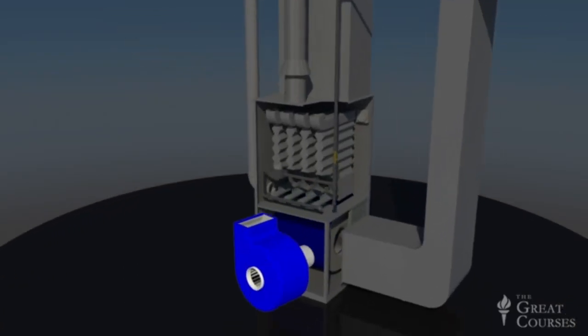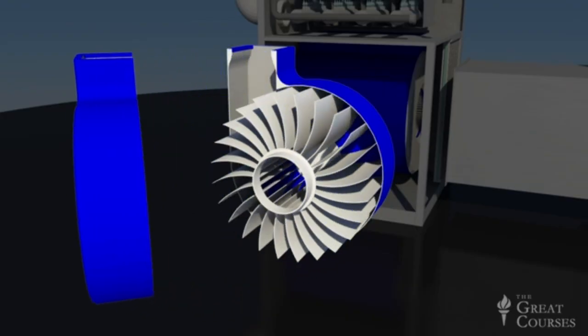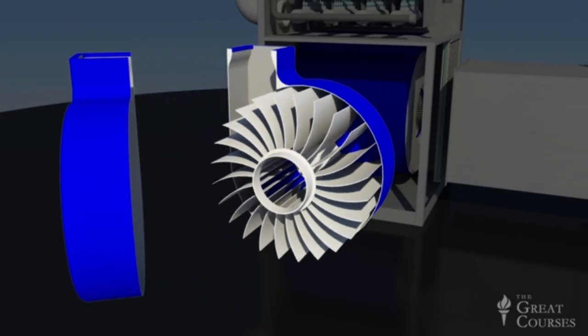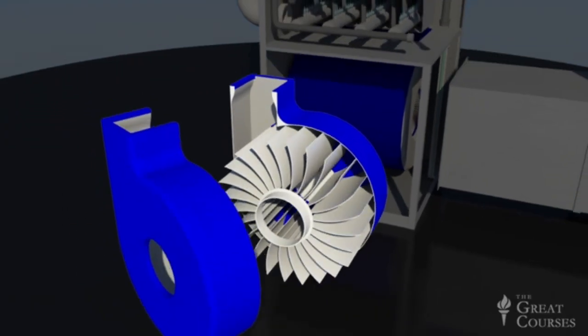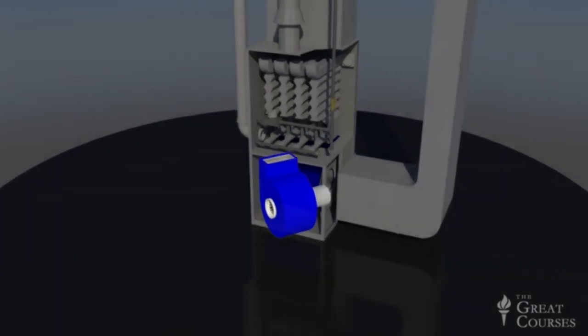And by the way, the term blower refers to a centrifugal fan, one in which air enters here along the axis of rotation, then is accelerated radially by the spinning blades of an impeller, and then exits the housing tangentially, like this. Blowers are quite common in many types of heating, ventilating, and air conditioning equipment.